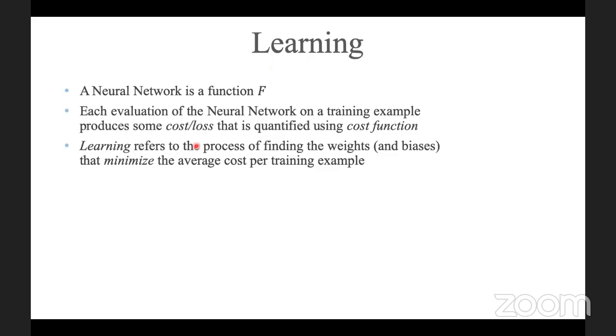When we say learning, it refers to the process of finding the weights and biases that minimize the average cost for all the training examples. I'm sorry, I forgot to write this is not per example. So this is the average cost over all training examples, and minimizing that average cost is what you call learning.